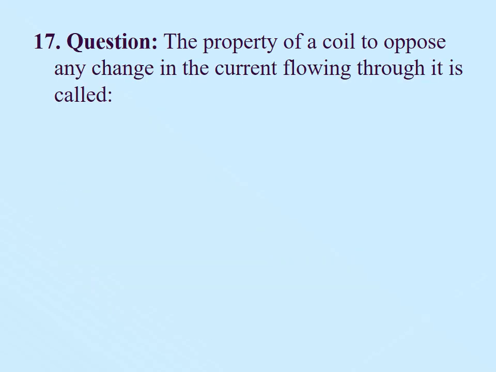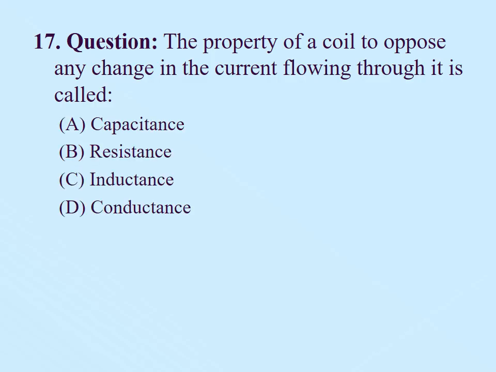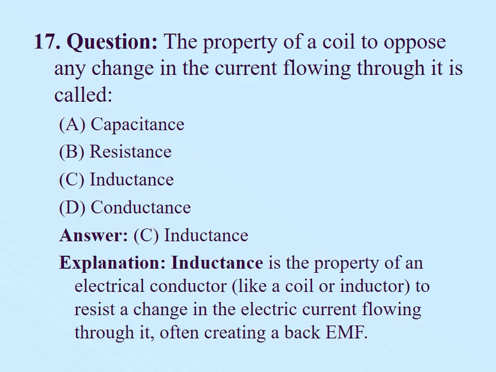Question number 17. The property of a coil to oppose any change in the current flowing through it is called A. Capacitance, B. Resistance, C. Inductance, D. Conductance. Answer is C. Inductance. Inductance is the property of an electrical conductor like a coil or inductor to resist a change in the electric current flowing through it, often creating a back EMF.